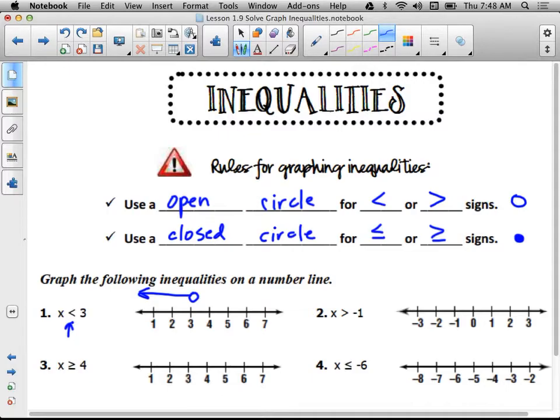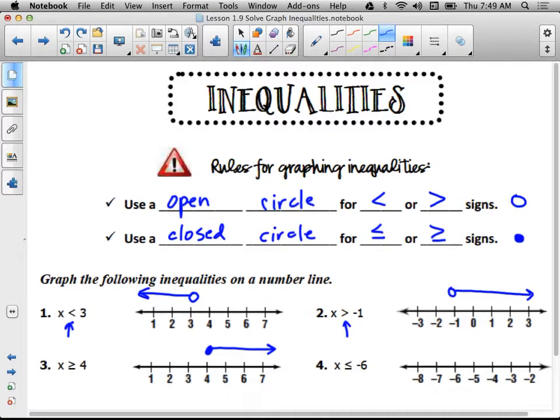All right, let's look at number 2. This is a greater than symbol. So we're going to use an open circle, as we said, at the boundary point, which is -1. This says greater than, so we're going to look at the numbers greater than that number, so the numbers to the right. On a number line, the numbers to the left are less, the numbers to the right are greater. Let's look at number 3. x is greater than or equal to 4. We're going to put a closed circle at 4 because it's a greater than or equal to. And we're looking for numbers larger than 4, greater than or equal to, so we're going to go in the greater than direction to the right.